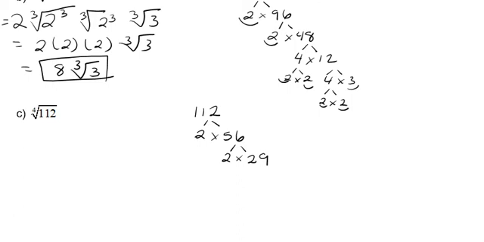I feel like I made a mistake. Oh, yes, I see my mistake here. It's not 2 times 29, it's 2 times 28. And that gives me 4 times 7. And 7 doesn't go any further, but 4 does.